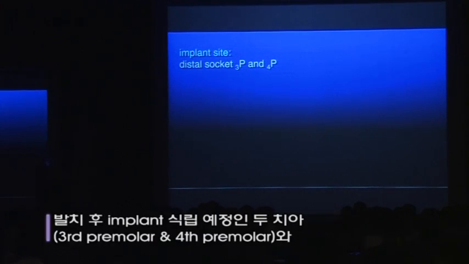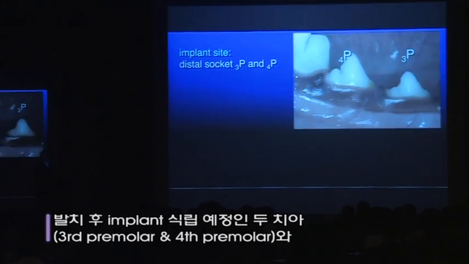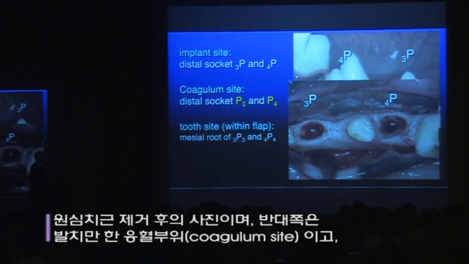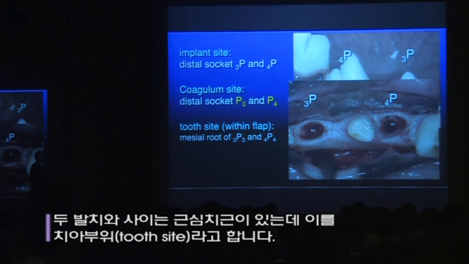So this is the implant site, the right side, and here you have the two candidates for being involved. And now we have removed the distal root of the third premolar and the fourth premolar. And now on the contralateral side, the left side in other words, we had the coagulum site. And then also, of course, we had the tooth site, which is in the center of the surgical field between the two implant sites.